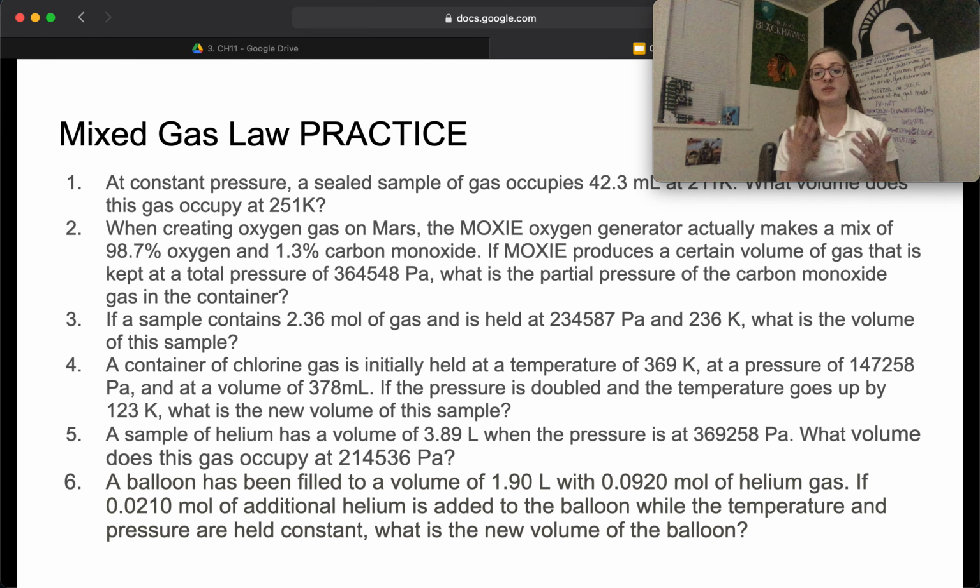Please work through these problems. Please ask me if you have any questions. The most beneficial thing you can do is this mixed gas law practice, because when we get to the exam, I'm probably not throwing all 6 at you, so you can't even figure it out by a process of elimination. What's going to be important is that you can identify which law you need quickly on the exam, okay? So keep that in mind, and that's chapter 11.